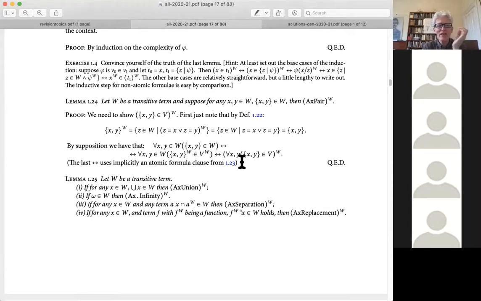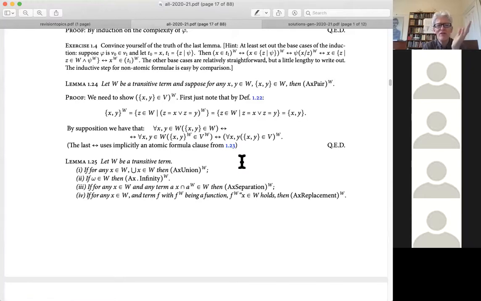And these lemmas here just say something like, if I've got a transitive term and if any two objects in W, this pair set is in W, then if I were to actually look at the axiom of pairing and relativize it, I'd see that that was true in W. And you might be tempted to say, well, obviously, because you put into W any unordered pair. Indeed, that's true.